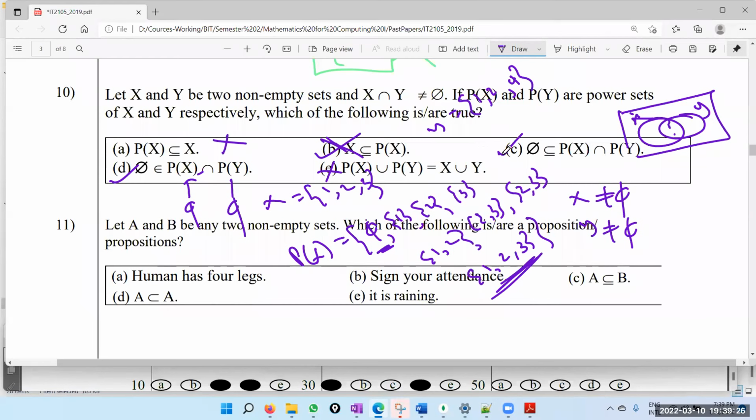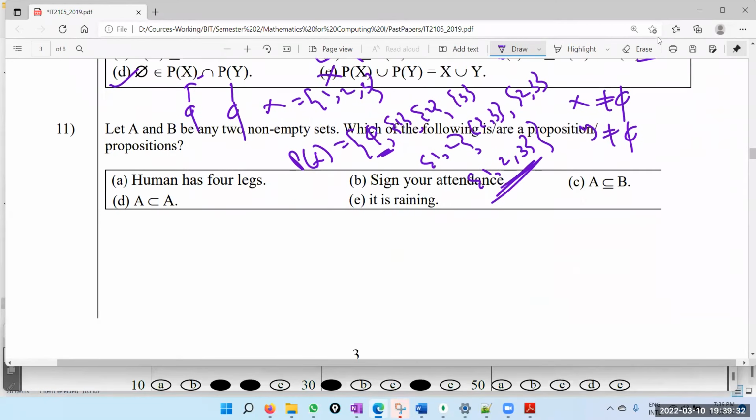Yes. So therefore, answer must be C and D only, right? Not B. It's my mistake. Okay. Right. Next, question 11.